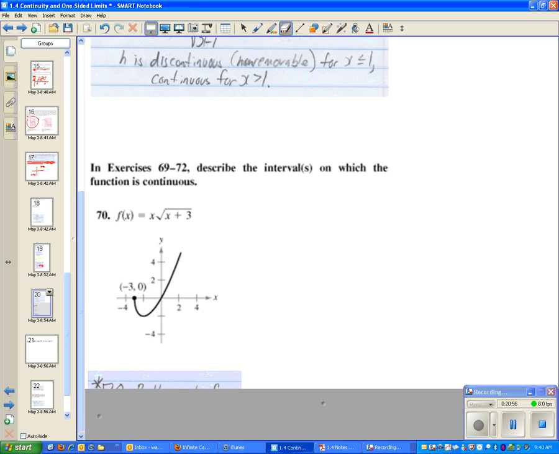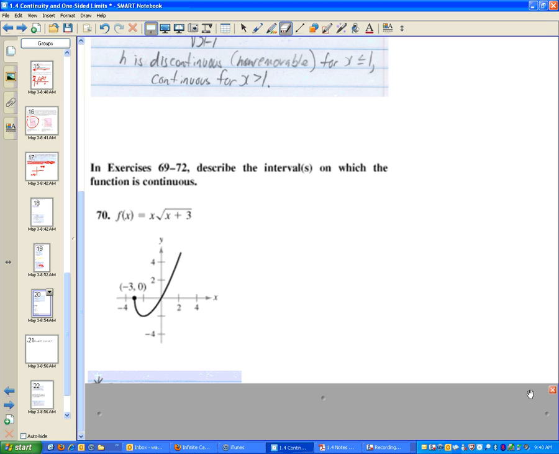Number 70. Describe the intervals on which the function is continuous. Now, they're giving us too much information here. Not in the gross way, but just more stuff than we need to know. If I've got the graph, I don't need to know the definition of the function. Okay? So where's this function continuous? Is it continuous to the left of -3? No, it doesn't exist. Is it continuous to the right of -3 forever?